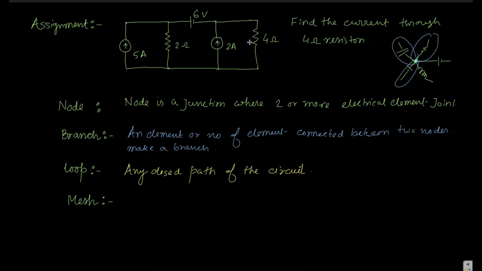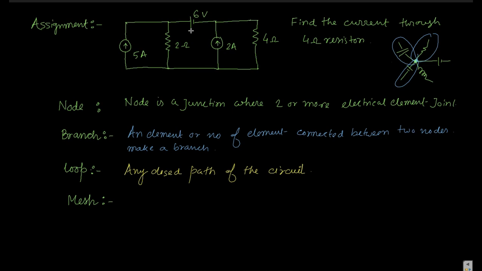This is a loop, because here this is also a closed path. This is also a loop. This is also a loop. This also becomes a loop. This also becomes a loop. This also becomes a loop. How many loops are present over here? One loop, two loop, three loop, four loop, five loop, and the sixth loop. There are six loops present in this circuit.